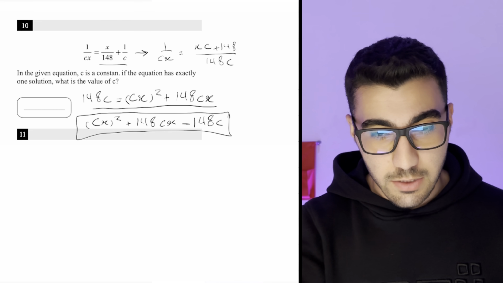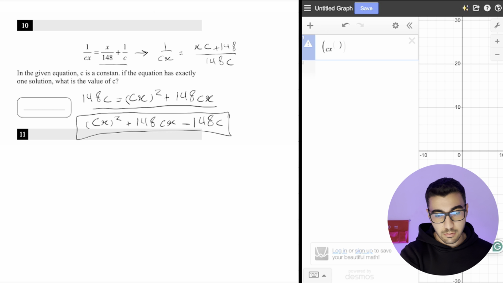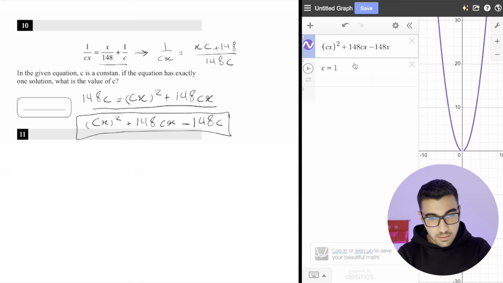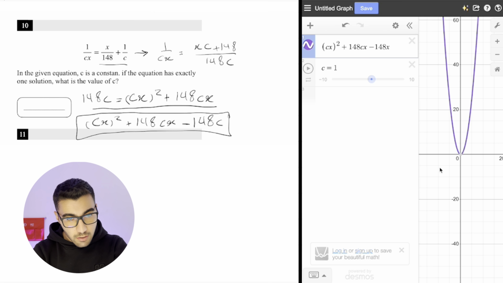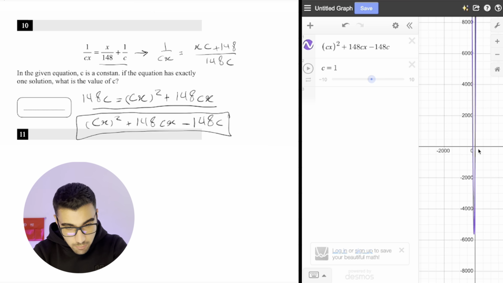So we're going back to decimals here, and we're going to say cx squared plus 148cx minus 148c. Add a slider, and we are seeing 148c here. Okay, now we see the graph, and this is the parabola, as you see.